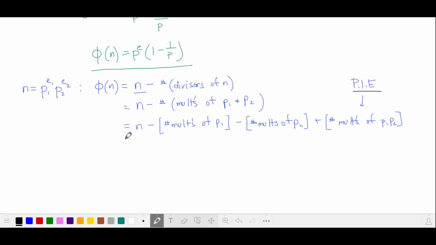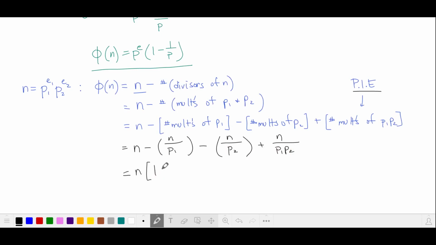That's the principle of inclusion and exclusion. We know how to do this from our simpler example. We take n and divide by our first prime. We can also subtract out n divided by our second prime, and we're going to add back in n divided by the product of our two primes.